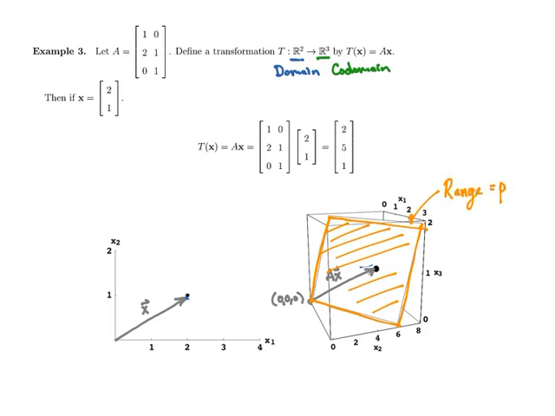Which is a plane. And how do we know it's a plane? Well, this is going to be the span of our column vectors of A: (1, 2, 0) and (0, 1, 1). Since these are not constant multiples of each other, we cannot simplify that span in any way. This is a span of two vectors, which gives us a plane in R3. So the domain is R2, the codomain is R3, and the range is a part of it, a plane in R3.